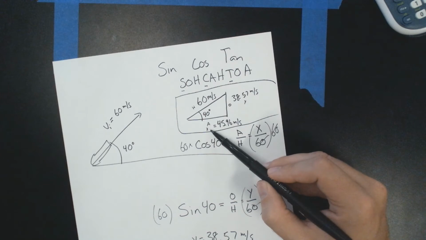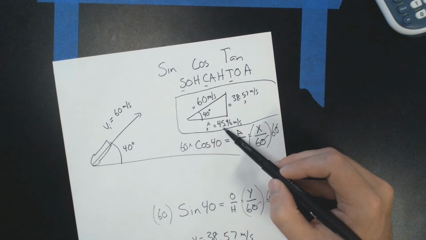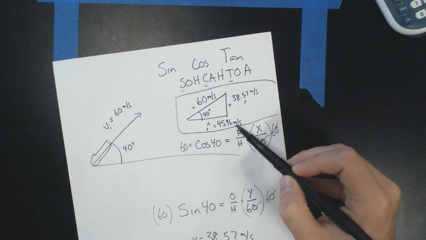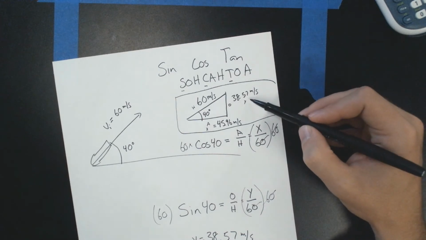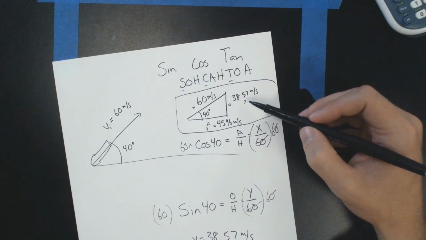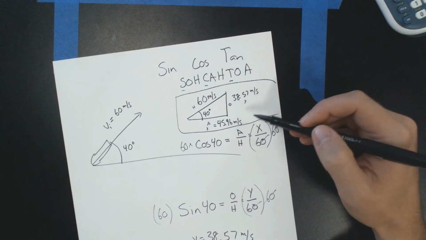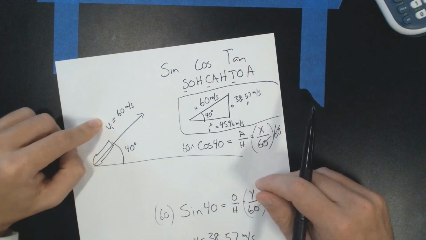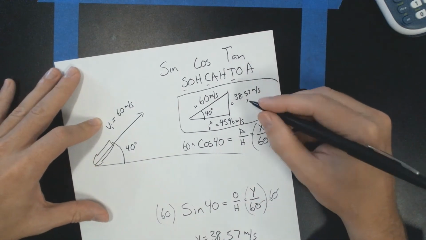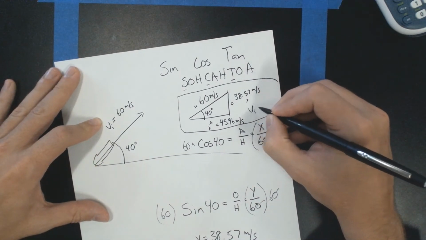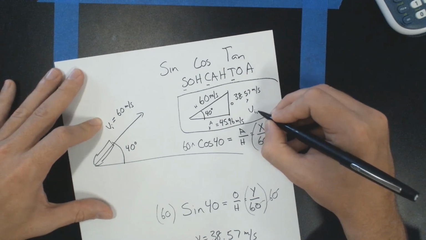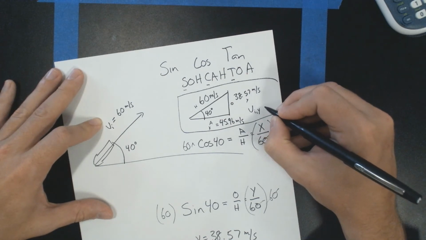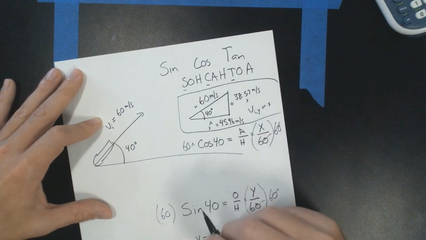I found out that in the x direction, my position is changing by 45.96 meters per second. And in the y direction, I'm moving at 38.57 meters per second. So now I have separate numbers for how this thing is moving. And since this is an initial velocity in general, these are going to be initial velocities as well, just in the y direction or the x direction.